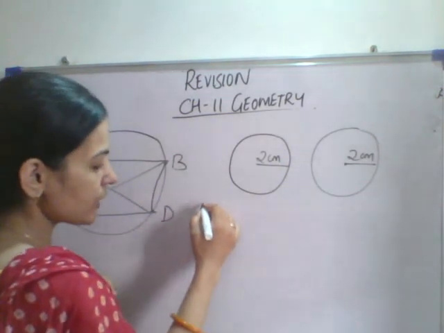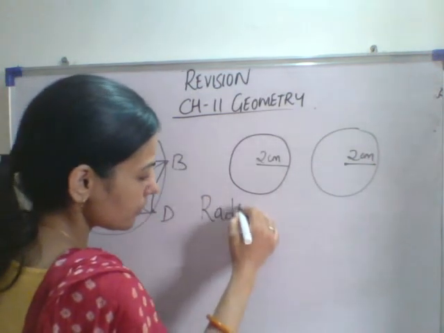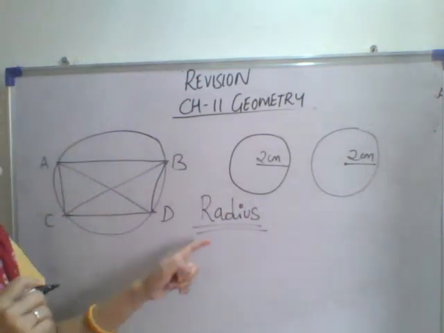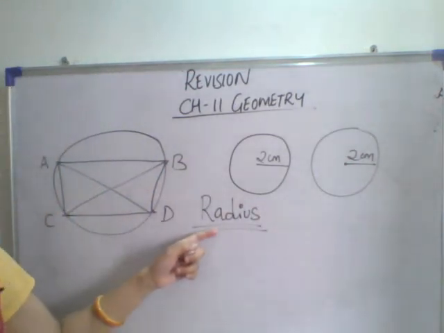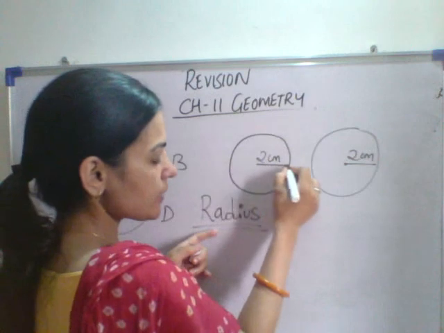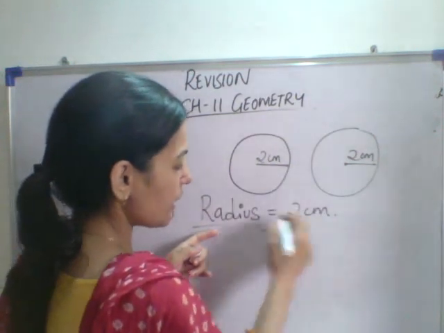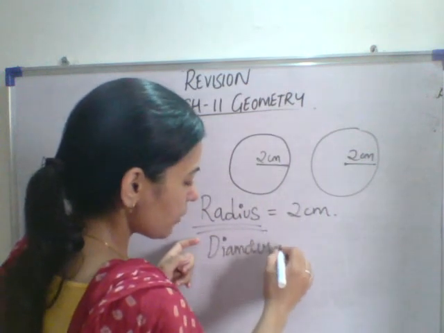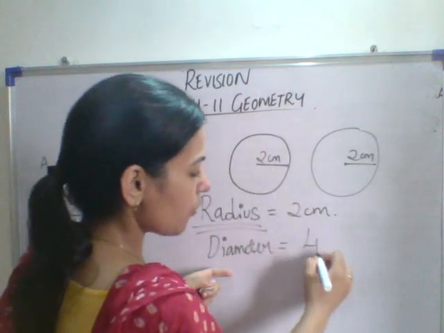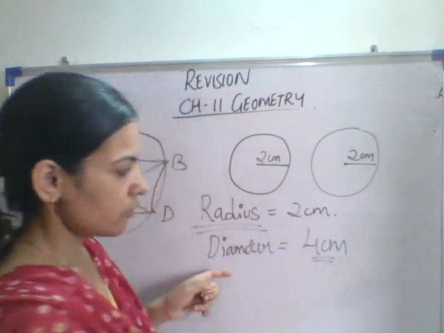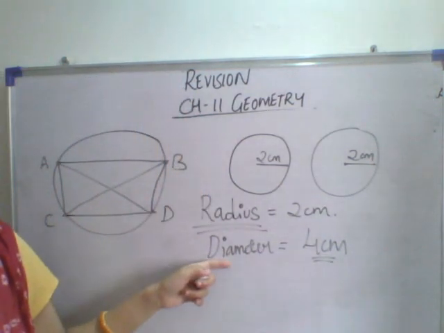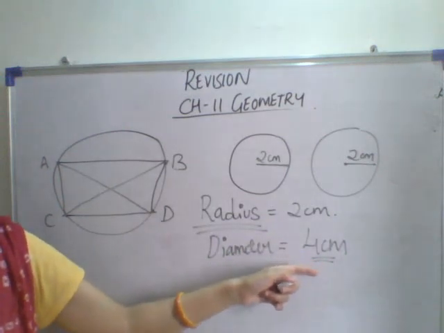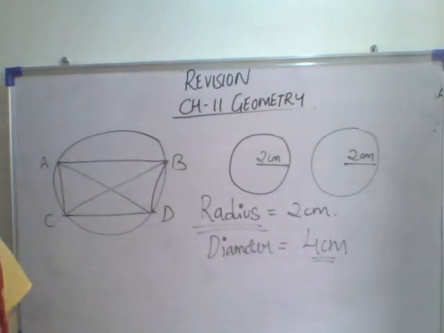Now you can say that the radius is half of the diameter. Here the radius will be 2 centimeter. And what will be the diameter? Diameter is twice the radius. The diameter will be 4 centimeter. Radius is half of the diameter and diameter is twice the radius. So it is 4 centimeter.